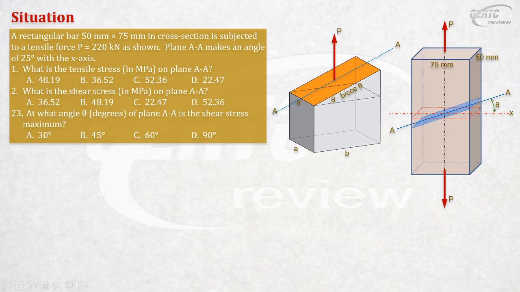It's vertical. Okay? Now, to solve the stresses on plane AA, let's resolve P into components parallel and perpendicular to AA. So this is the perpendicular component and this is the parallel component, or we call it tangential component. Normal to AA, tangential to AA. This one is the one causing shear. This is the one causing normal stress.